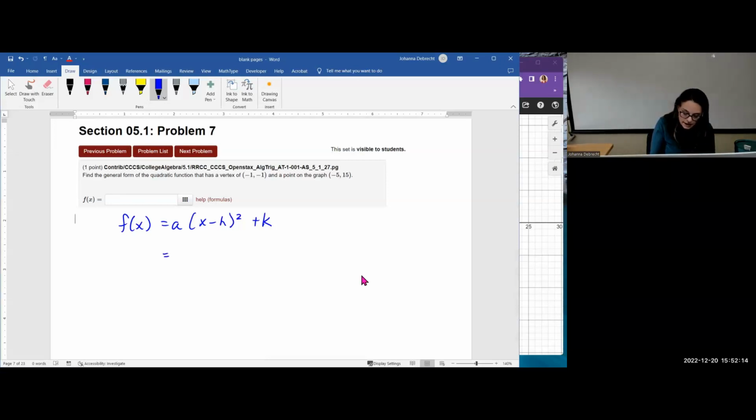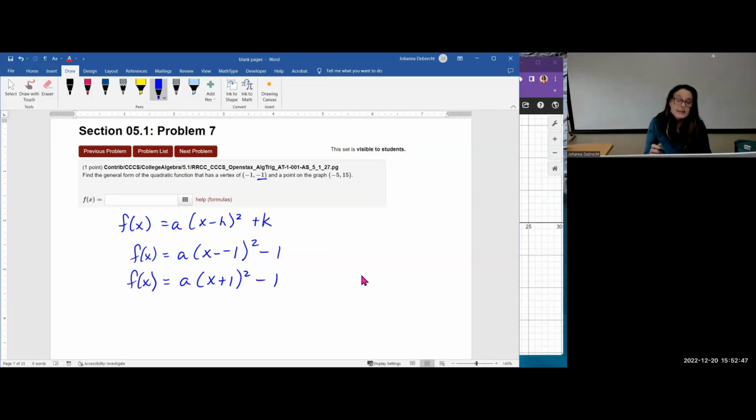So we have f of x equal to, now I don't know a, but I know that h is -1. Notice that that gives me a double negative. The minus is a part of the formula, but h itself was also negative. So I've got two negatives. Don't mistake one for the other. And then the k value was -1. So this becomes a minus 1. So I can rewrite this as a times (x plus 1) squared minus 1.